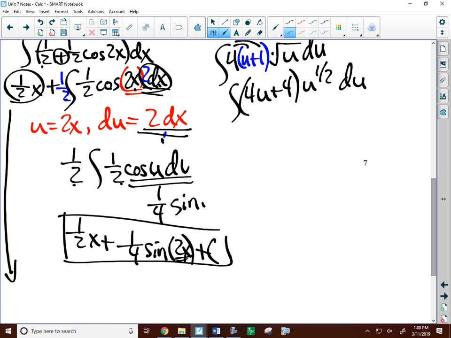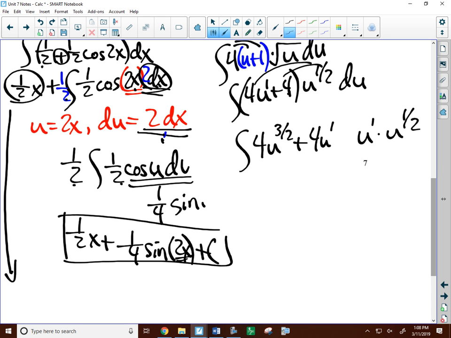In order to do this, I need to, again, distribute the u to the half, and then it's going to work. So I'll have the integral of 4. Now this is really u to the first power. And so when I do u to the first times u to the 1/2, I'm adding exponents. I multiply with the same base, I'm adding exponents. 1 plus a half is 3 halves, 1.5. Plus on the next one, it's just 4u to the half.